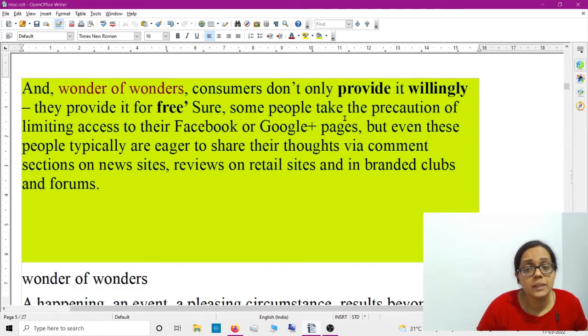Sure, some people take the precaution of limiting access to their, some we have to take the precaution, right? In the conclusion we can say some people take the precaution of limiting access to their Facebook or Google Plus pages, but even these people typically are eager to share. Even these people are sharing their thoughts via, see, comment sections on news sites, reviews on retail sites and in branded clubs and forums. So they are even commenting here and there, and that is leaving a trail of cookie crumbs, sorry, a digital trail they are leaving, right?